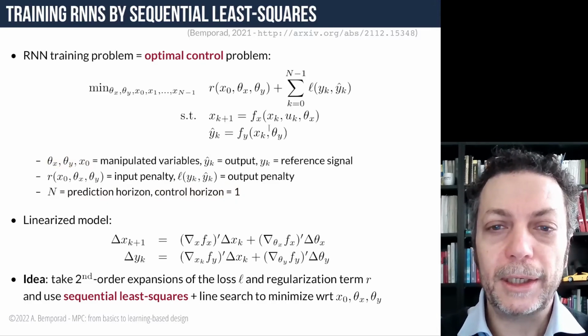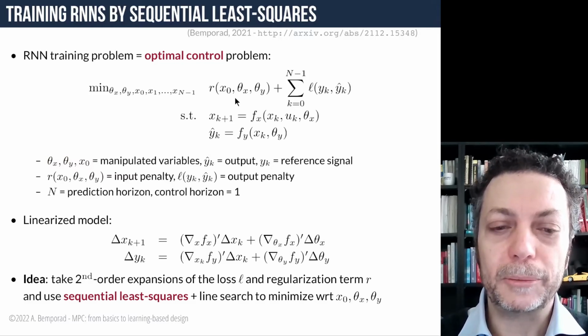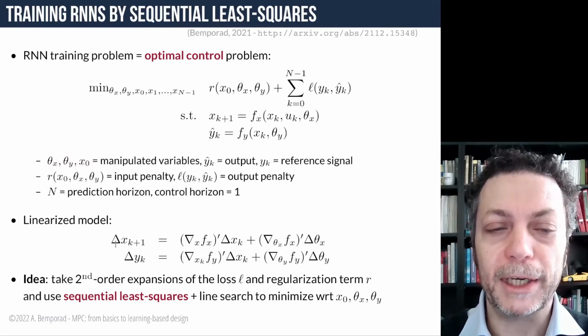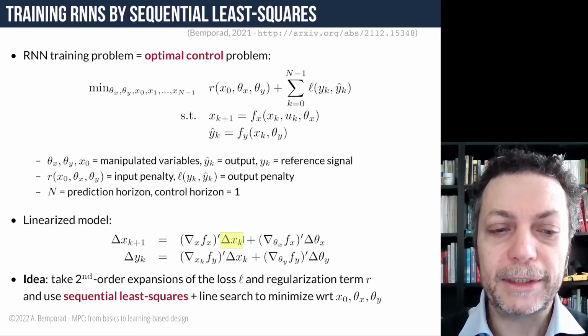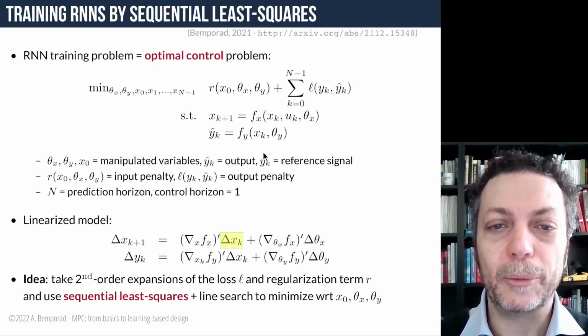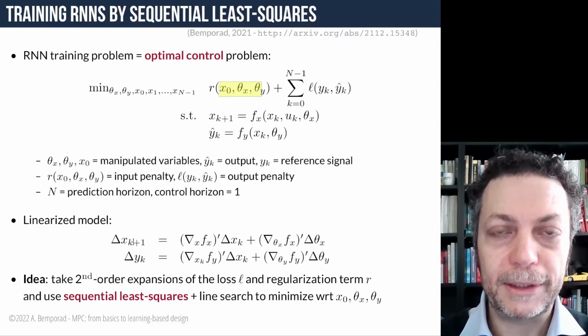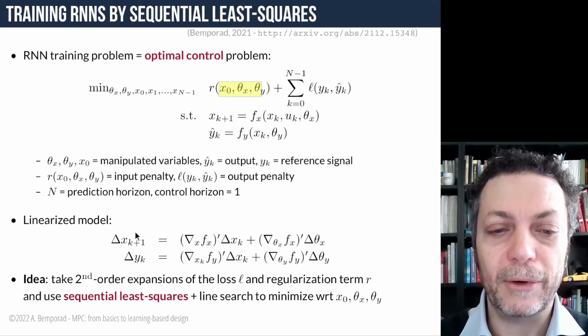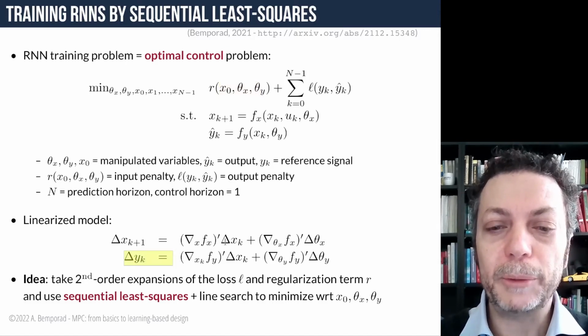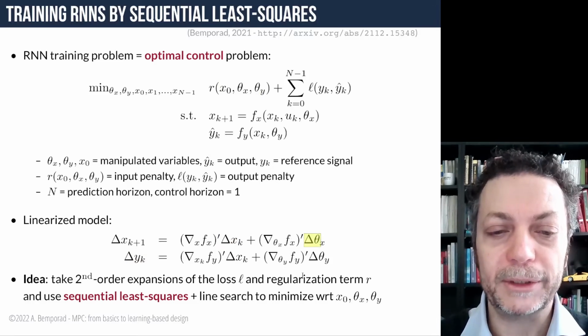Now, if we look at this problem as an optimal control problem, we can use basically the ideas that we've seen before for nonlinear MPC. So we can linearize the model, and explain the relations between delta xk, which is the difference between xk and the nominal xk that we have obtained starting from a given x0, theta x, theta y. So how these deviations from the current guess for the state and parameters evolve, and the corresponding output evolves, if we perturb the initial state and we perturb the vector theta of parameters.